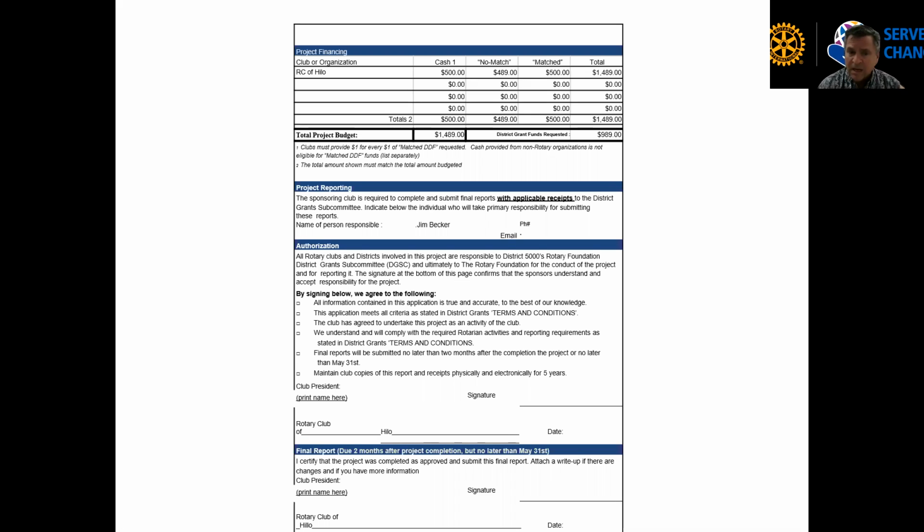There should really be no major problems with it, but if you have questions, of course, contact us. We're happy to help. The third section down is authorization, which should generally be signed by your club president. And then the final report section at the bottom, like I said, is also signed by the president. On the front page, you just click that it's a final report. So it's the same form used for both the application and the final report.